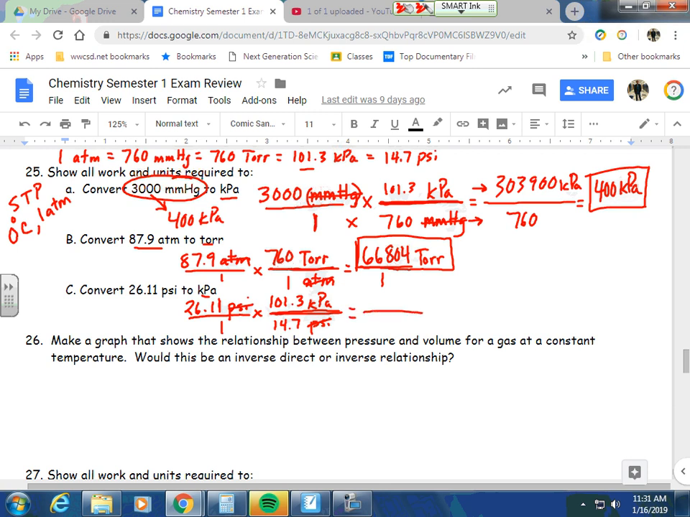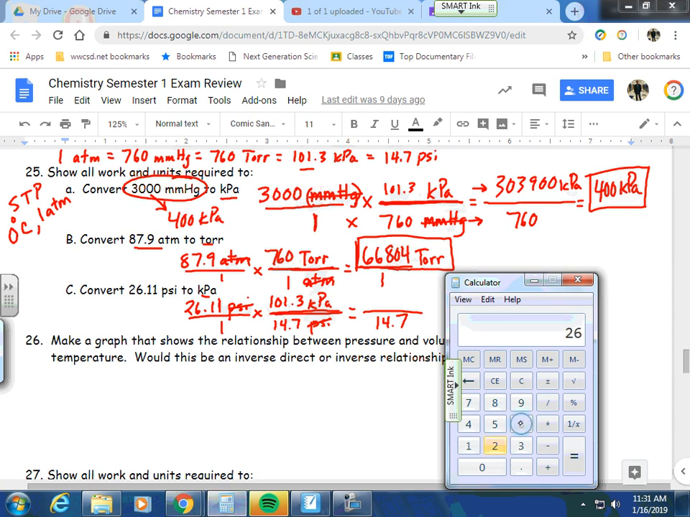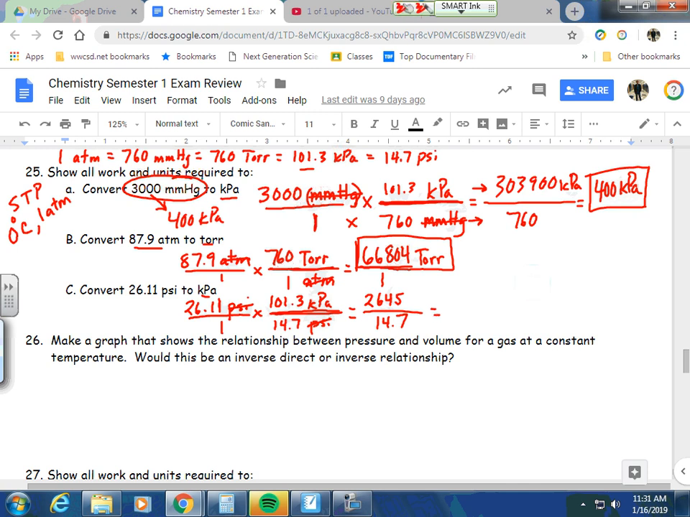All right? So multiply across, get a top answer, get a bottom answer. Bottom answer is just going to be 14.7. The top answer is going to be 26.11 times 101.3. And so that's going to be 2645, roughly. I'm going to take that number, I'm going to divide it by 14.7, and I'm going to get 180. My units I have left, should have wrote them here.